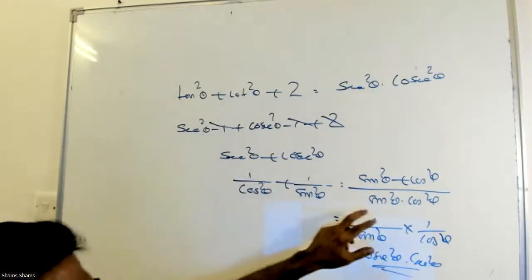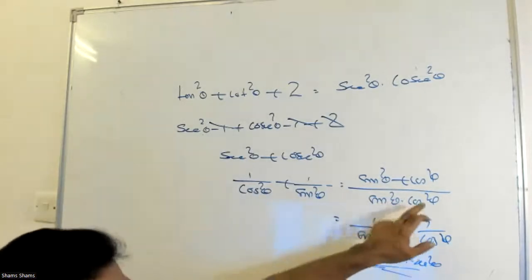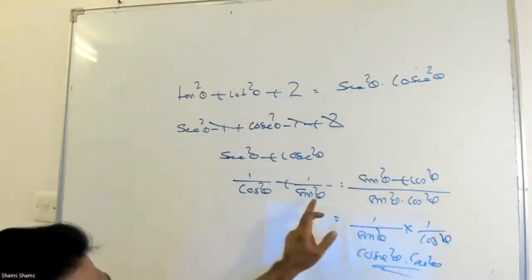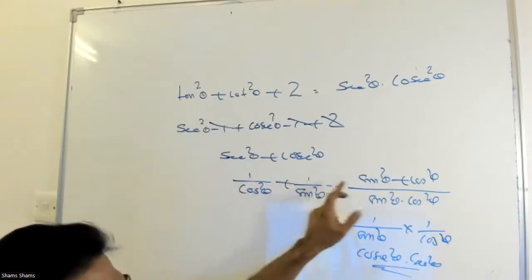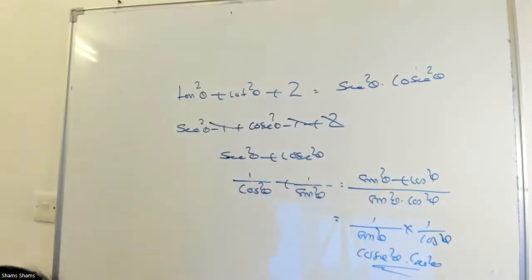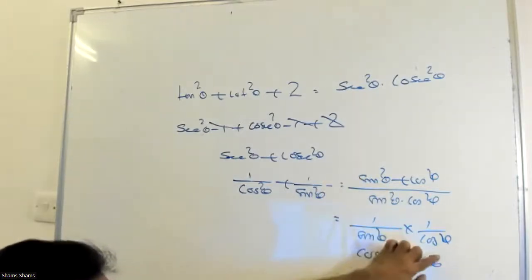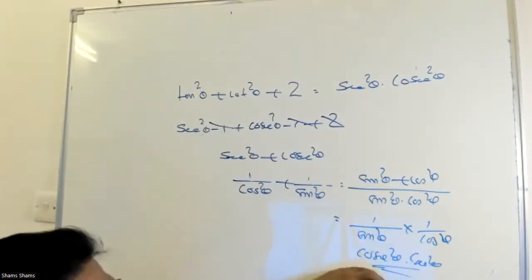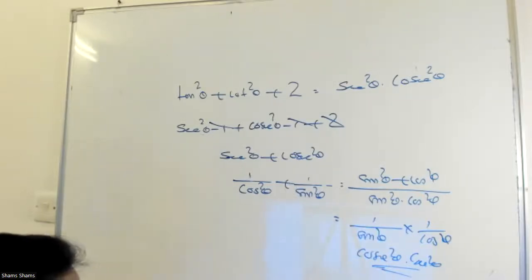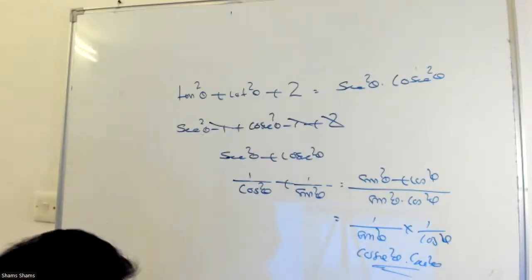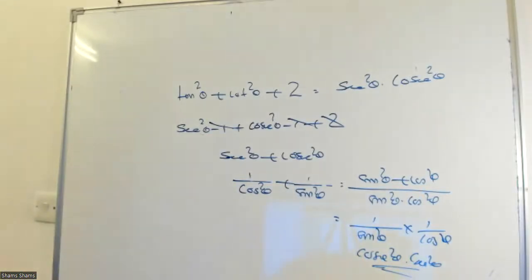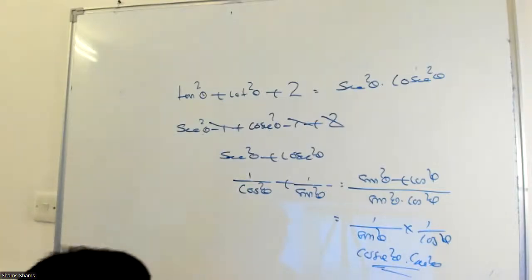Then LCM: cos square theta into sin square theta. Sin square theta going here, cos square theta going here. That is sin square theta plus cos square theta divided by sin square theta cos square theta. So 1 by sin square theta, 1 by cos square theta. 1 by sin square theta is cosec square theta, 1 by cos square theta is sec square theta. Okay. Clear now? Yes, sir.